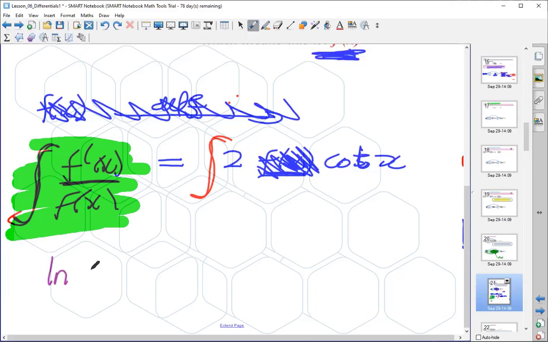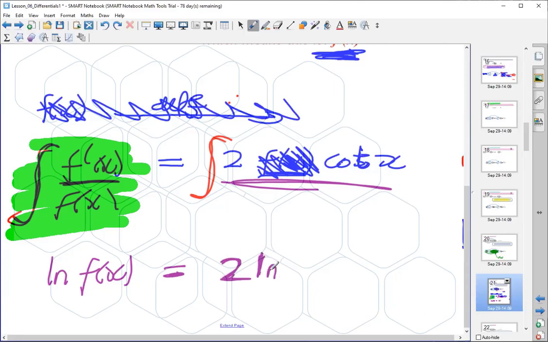So ln of f of x, I'm not going to bother with the modulus because I'm going to get rid of the ln in a second, equals, I've forgotten what the integral of cot x is. Ln tan. It's a shame you told us it earlier on. Ln sec of x. Ln sine of x. Sorry, sine x. Ln sine of x.